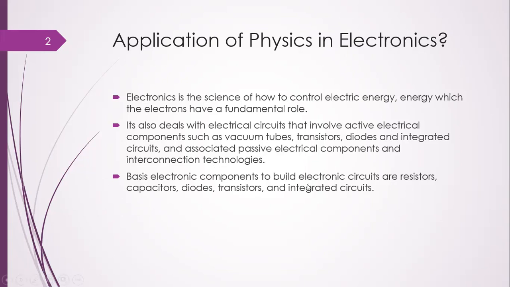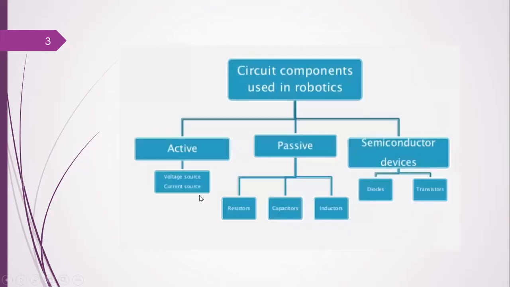Basic electronic components to build an electronic circuit are resistor, capacitor, diode, transistors, and integrated circuits as well. So further, the components which are used in robotics are active components, which are related to the voltage source and current source. After that, the passive components are resistor, capacitor, and inductor. And in the last, the semiconductor devices are diodes and transistors.